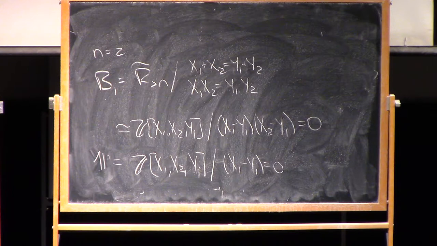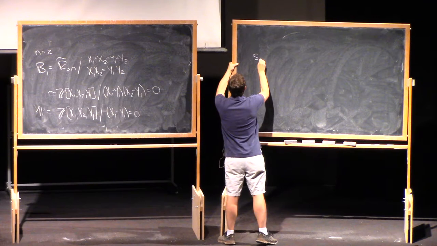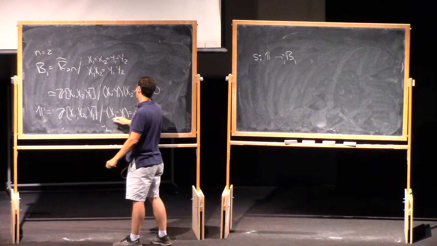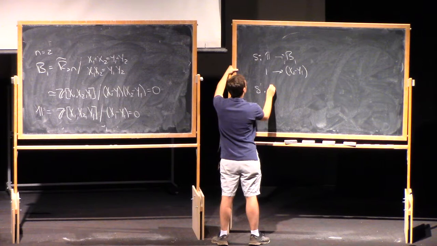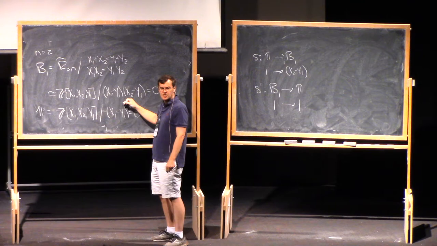And so here we have, what do we have? I have s mapping from 1 to q B1. What does that do? Well, it just takes 1 in here and multiplies by x2 minus y1. And s prime going from B1 to 1 takes 1 in here, and it just sends it to 1. This is a perfectly good map. This is like sending Z mod 6 to Z mod 2 by sending 1 to 1.